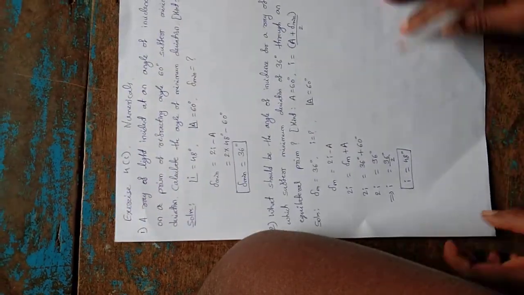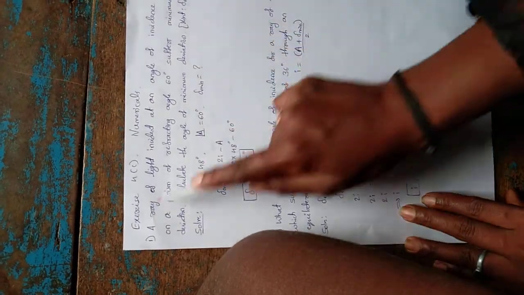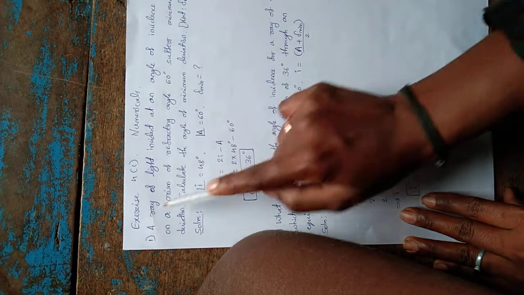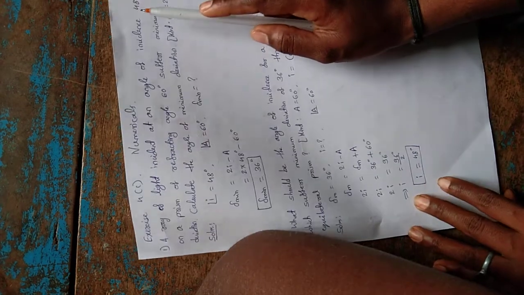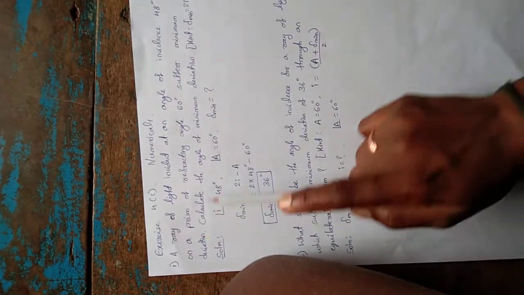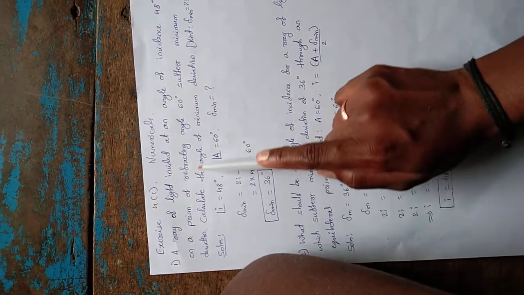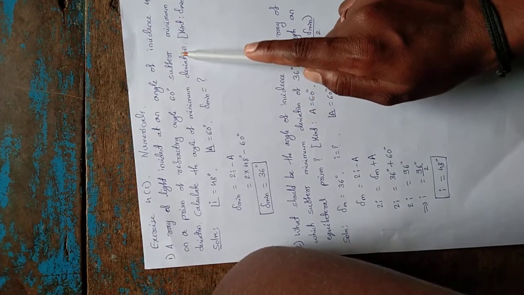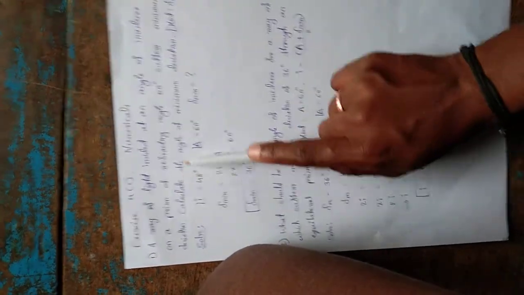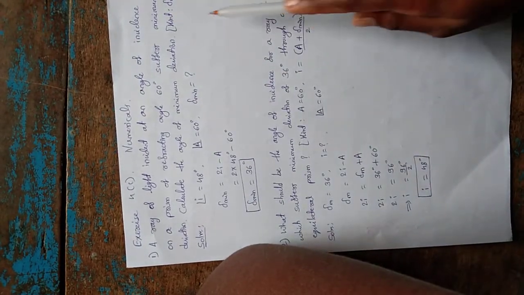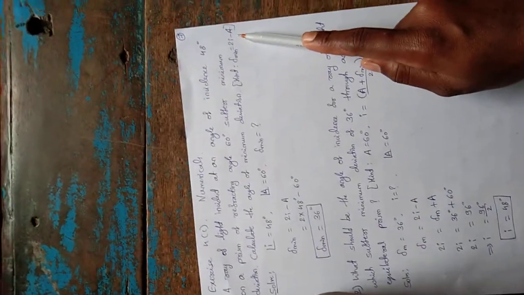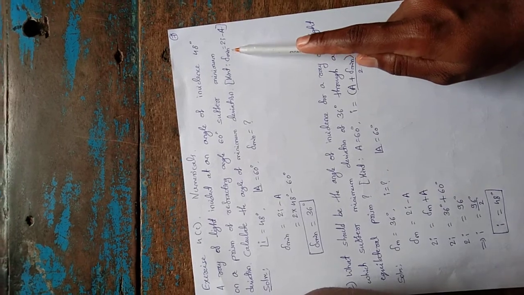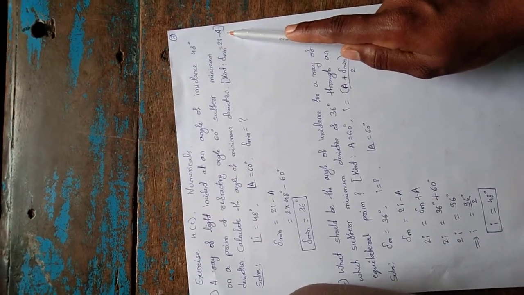Next, numericals. Numericals on exercise 4C. A ray of light incident at an angle of incidence 48 degree on a prism of refracting angle 60 degree suffers minimum deviation. Calculate the angle of minimum deviation. Hint, they have given delta minimum is equal to 2I minus A, meaning the angle of deviation at minimum condition is 2I minus A.